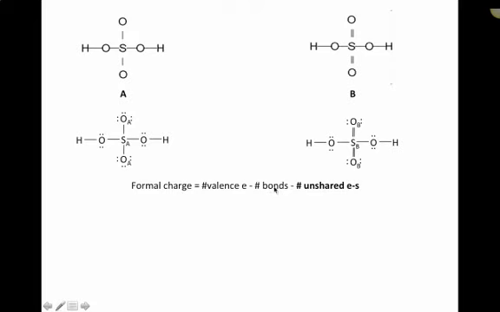And so if we look at the hydrogens in both structures, they're both the same. They have both the same number of bonds to it. So we're going to calculate it just for both those sets of hydrogens. So if I do that, I take hydrogen and it has one valence electron. It's attached to one bond, and there are no unshared electrons around the hydrogen, so I get 0 for the formal charge for hydrogen.